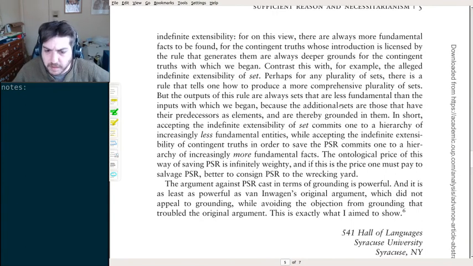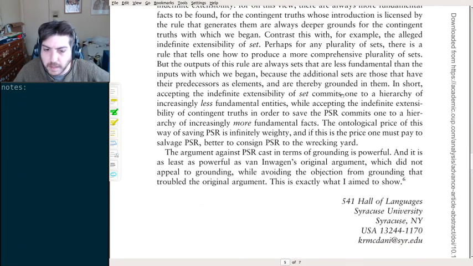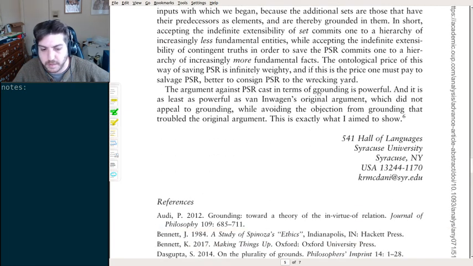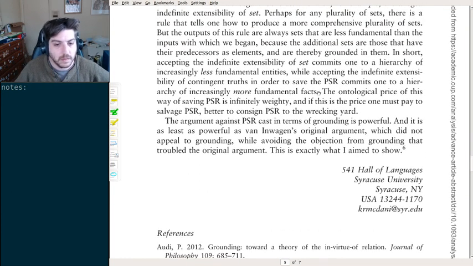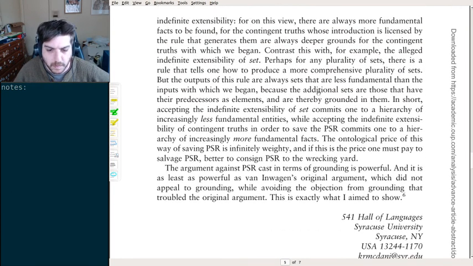The argument against PSR cast in terms of grounding is powerful, and it is at least as powerful as Van Inwagen's original argument, which did not appeal to grounding, while avoiding the objection from grounding that troubled the original argument. This is exactly what I aim to show. Oh, and it's over. Okay.